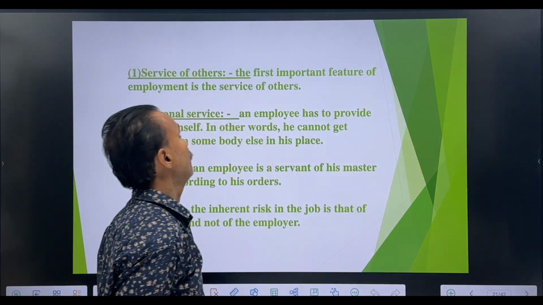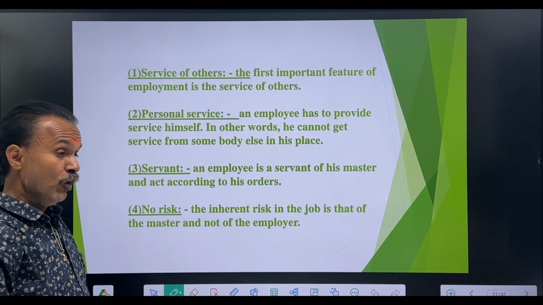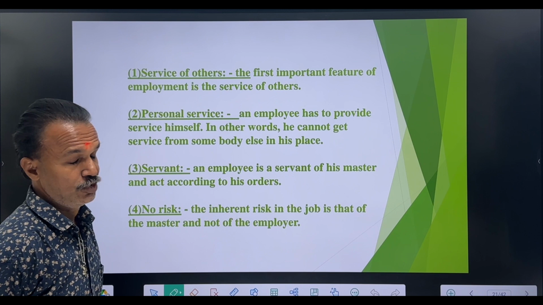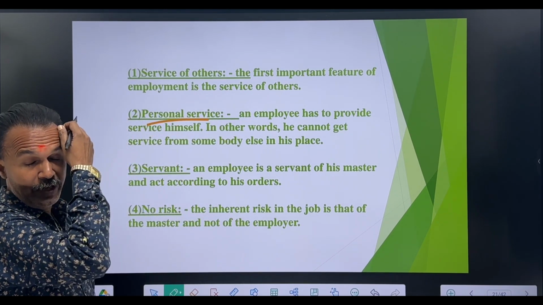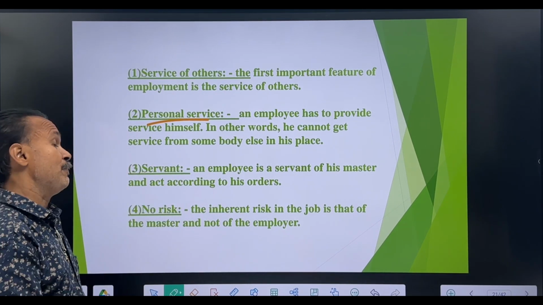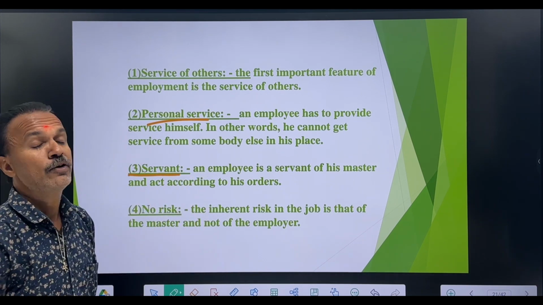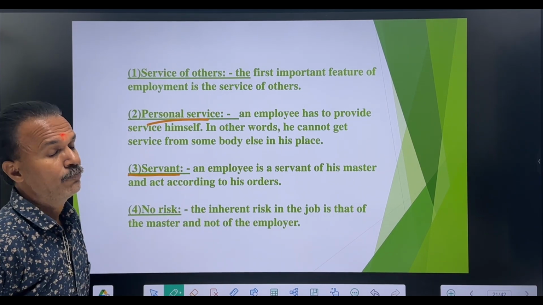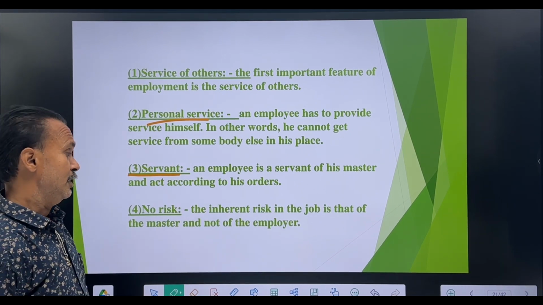Characteristics of employment. Service to others. In employment, a person always works for others, not for self. Personal service. In employment, a person always provides personal service. That means he cannot appoint another person on behalf of him. Servant. An employee is always a servant and the employer is the master. One is the order giver and the other is the order receiver.